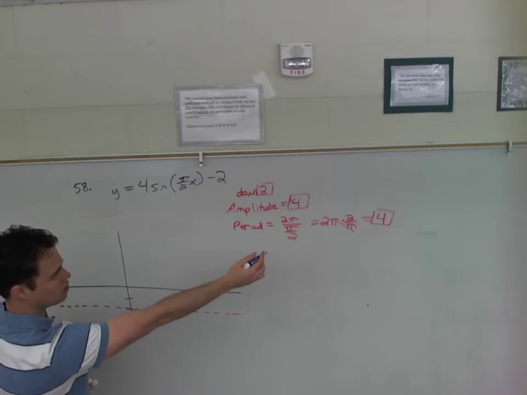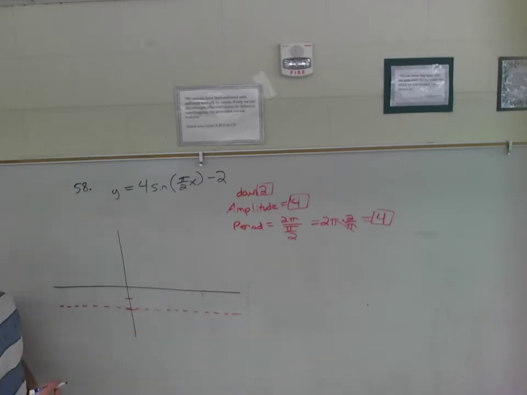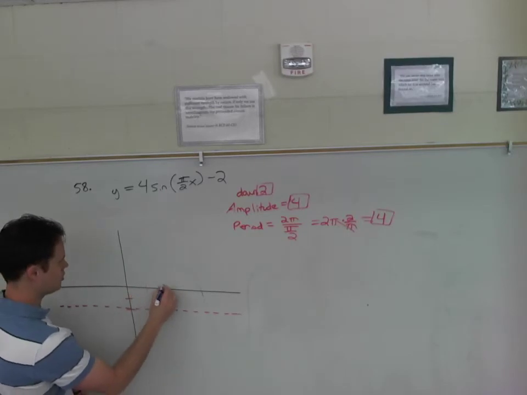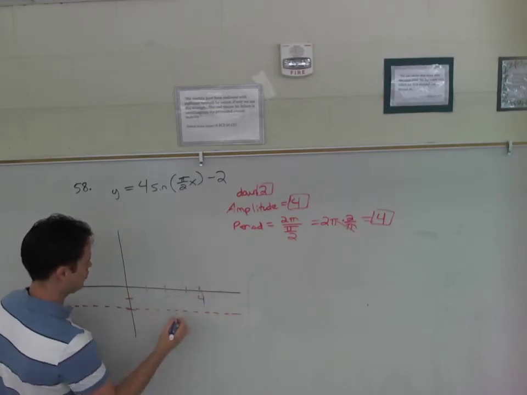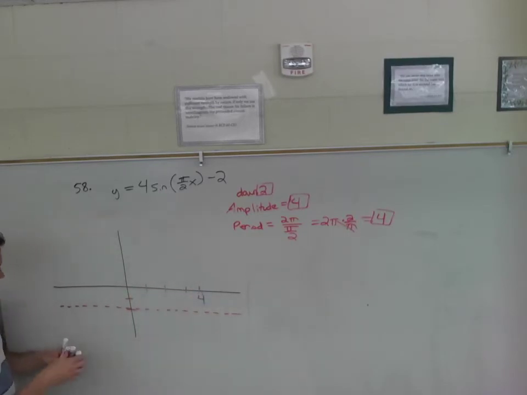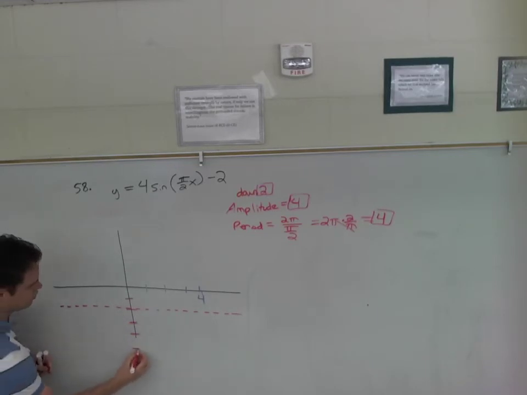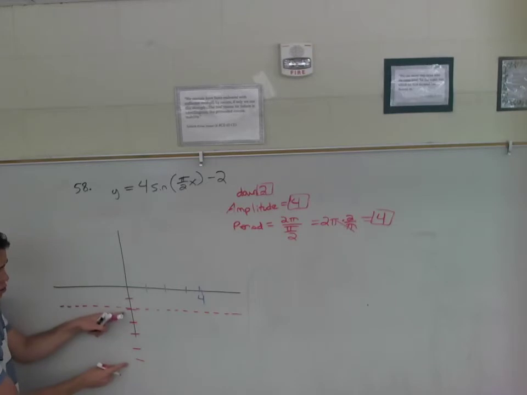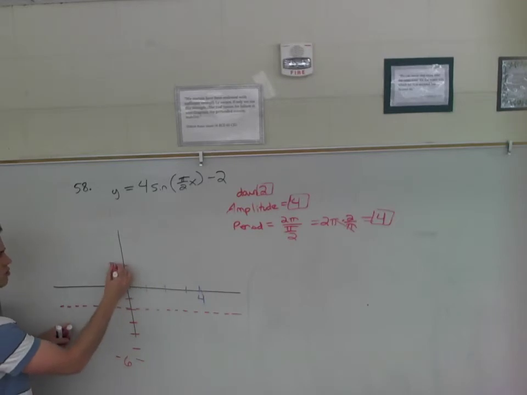And how long is it going to take us to complete a cycle? 4. Also 4. Crazy. There's lots of 4s here. Coincidence, right? Only the 2 is different. And then, how far down are we actually going to reach with our wave? Negative 6. Does that make sense? 2, -2, and 4 more is -6. And how high up? 2. Up at 2. Okay.